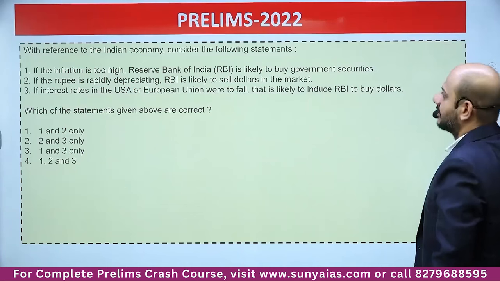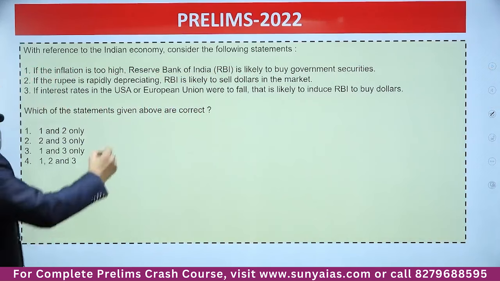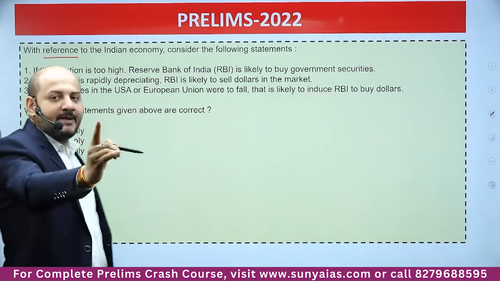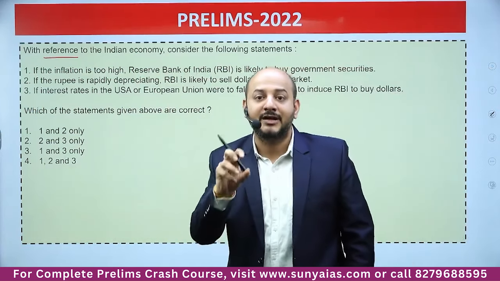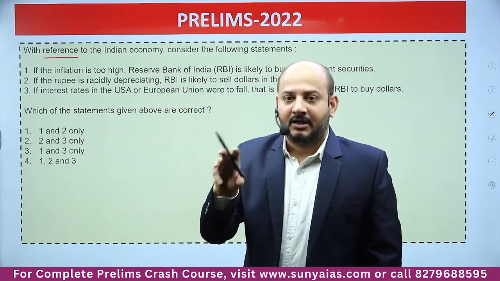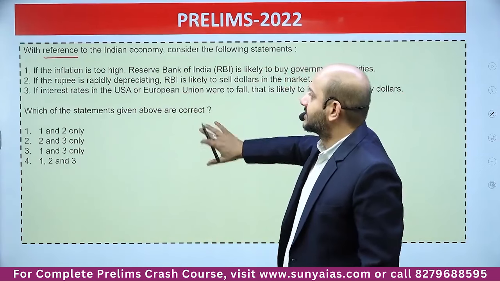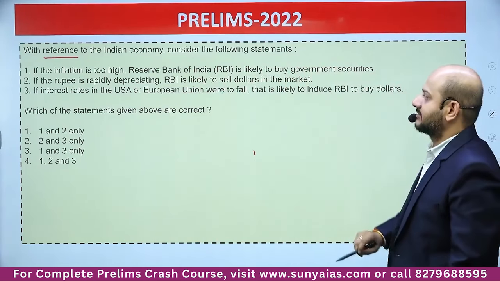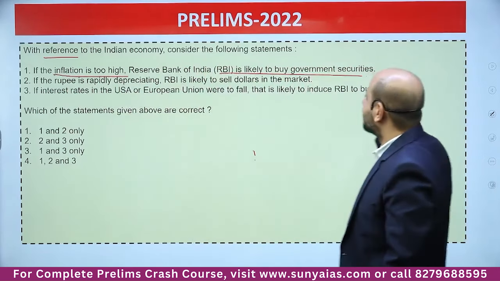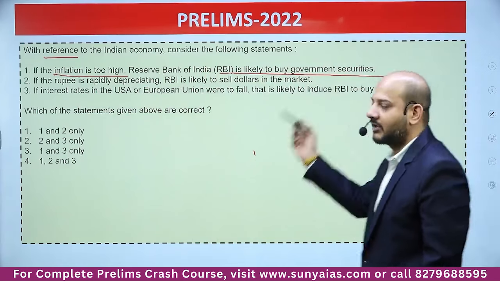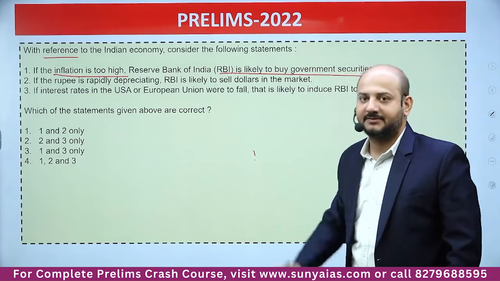Now just everyone tell me the answer of this question. This MCQ. See, this is very important, students, that after knowing the concepts, your ability should be developed that you can apply the concept to a relatively similar question. These kind of questions are being asked by UPSC. With reference to Indian economy, consider the following statements. If inflation is too high, Reserve Bank of India is likely to buy government securities. Which of the following? Just tell me the answer. I'm just holding it for a second. Read the question and tell me the answer.